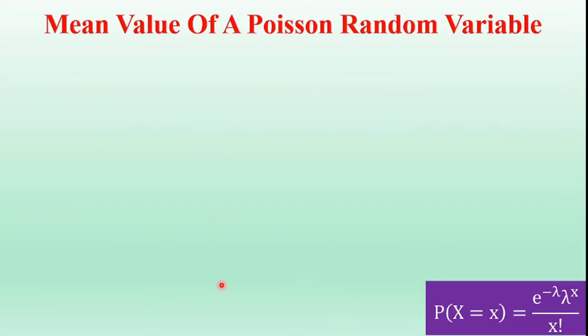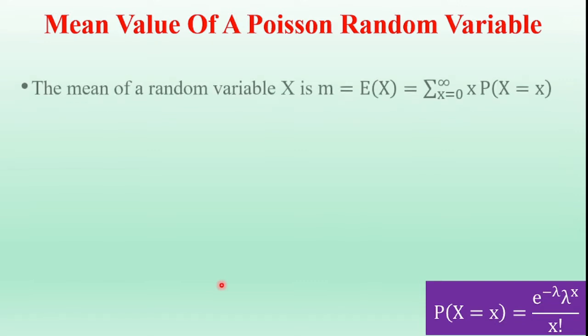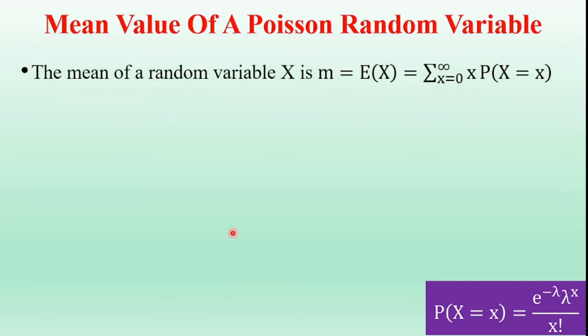First we are going to discuss the mean value of a Poisson random variable. We know that the mean value of the random variable capital X is the expectation of X, or m, equal to sigma x equal to 0 to infinity x into probability of X equal to x. Here x equal to 0, 1, 2, 3 and so on to infinity.